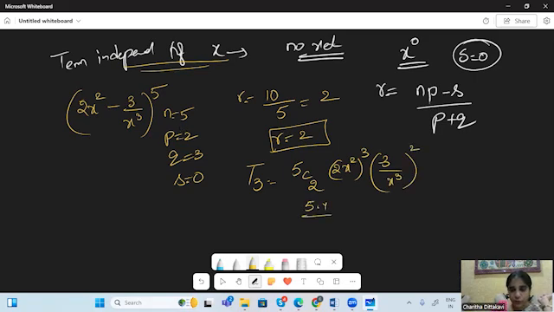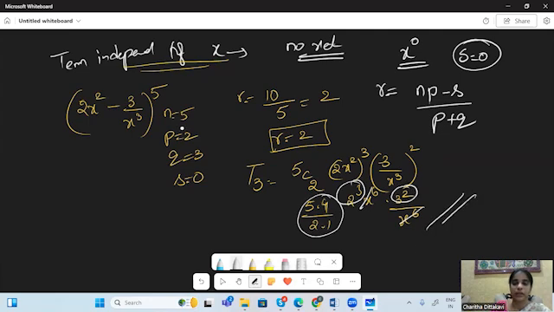So observe, 5 into 4 by 2 into 1, again 2³ x⁶ multiplied by 3² by x⁶. Observe the beautiful thing that is going on here: x⁶ and x⁶ got cancelled there. You are left with just the numerical values. You just multiply them, and you get your answer. So that will be the term independent of x, considering s equal to 0.